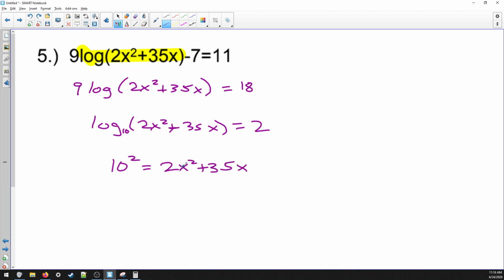Okay. Whenever I see a squared in my problem, my first thought is try to set it equal to 0, so I can try to factor or try to use the quadratic formula.